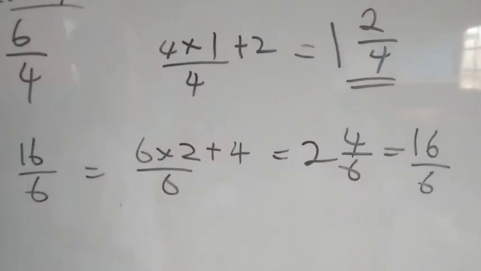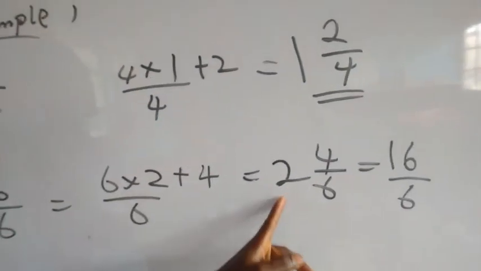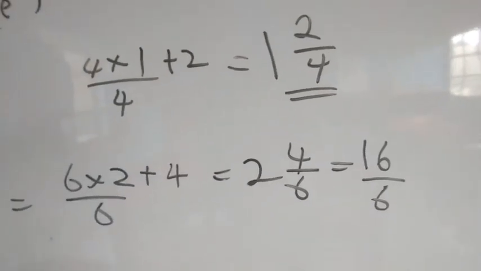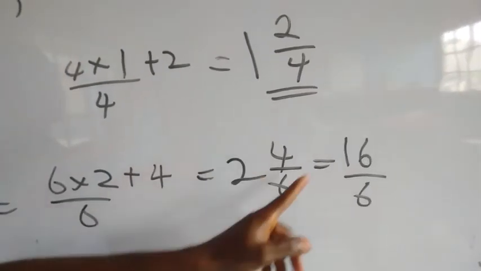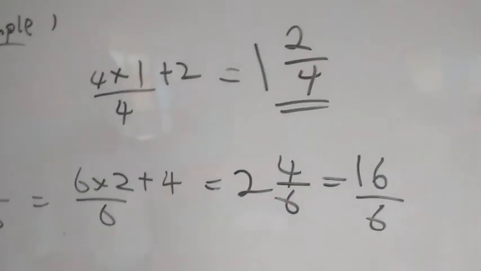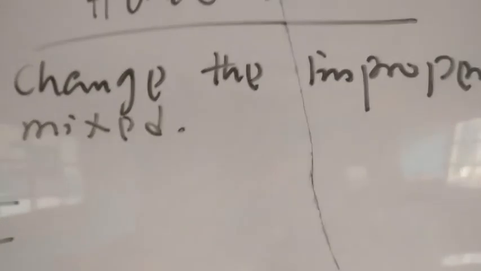Same thing you can also do. When you have gotten the mixed fraction, you can easily change it back to an improper fraction. By multiplying this with this plus this, you have 16/6. Do you understand? Now let's take some homework.